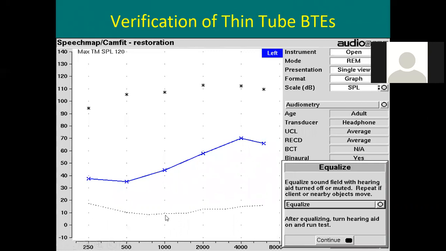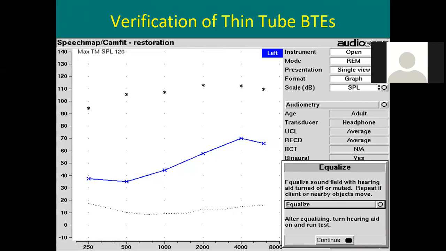Here's 0 dB HL, or minimal audible pressure. Here's someone's hearing loss. Here's frequency-specific loudness discomfort levels. And they say when you're running with a thin tube and a wide open vent, you should equalize the sound field with the hearing aid turned off or muted. Repeat if the client or nearby objects move. Push this button to make that happen, and then after equalizing, turn on the hearing aid and run the test.